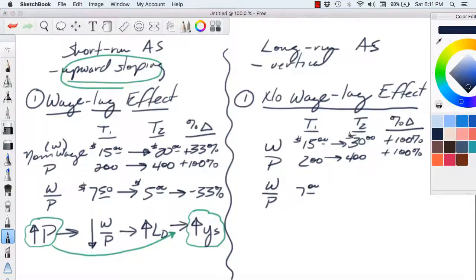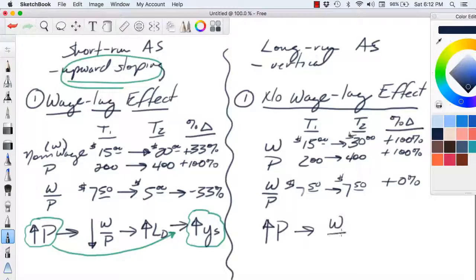Excuse me, I just miswrote there. Let's try that again. 15 divided by 2 is going to be 7.5, and 30 divided by 4 is 7.5. So the real wage has effectively not changed, which is another way of saying the percentage change is 0. So here prices have increased by 100%, but there was no change in the real wage. The real wage stayed constant.